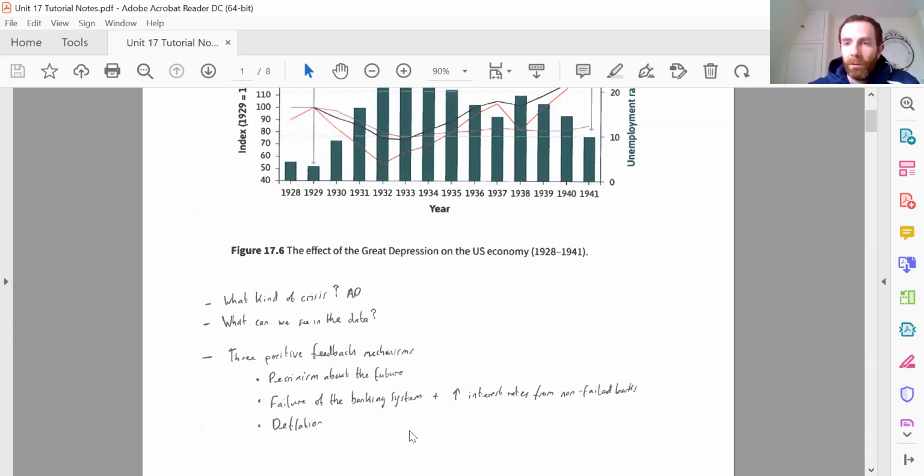So these three things were really at the heart of pushing aggregate demand further and further and further down over time.